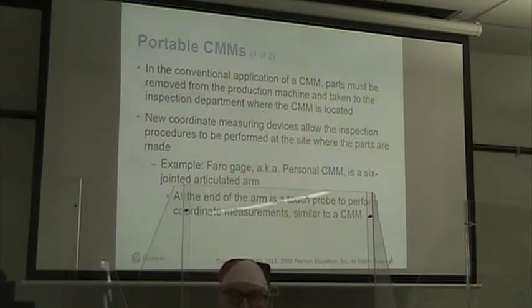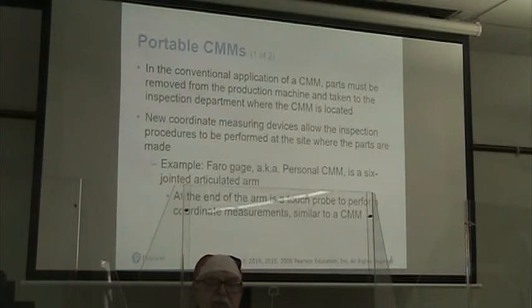We can also have portable coordinate measuring machines. Conventionally, when we use a coordinate measuring machine, we have to remove the parts from the production machine and take them to the inspection department where the coordinate measuring machine is located. New coordinate measuring devices will allow those inspection procedures to be performed at the site where the parts are made.